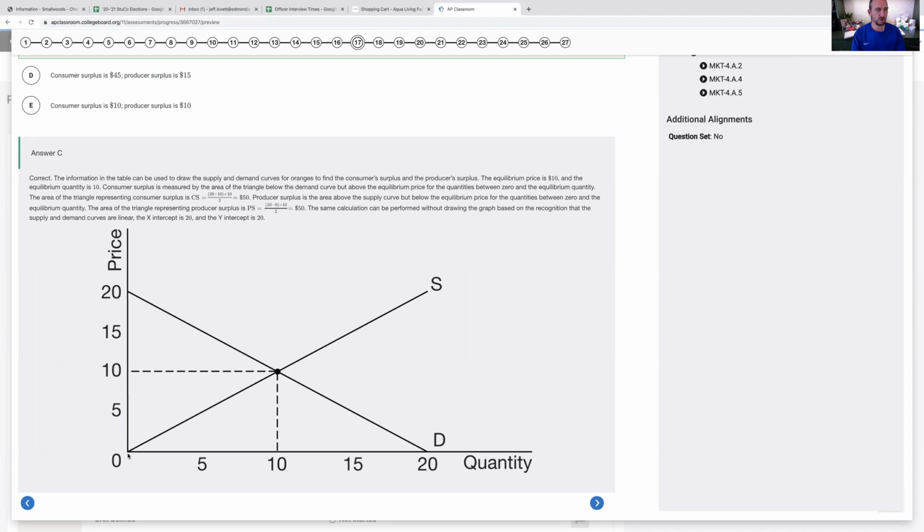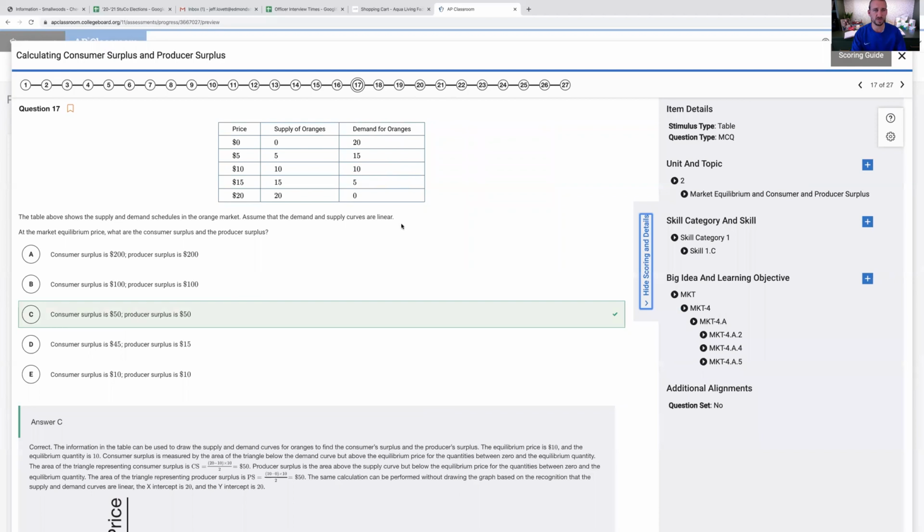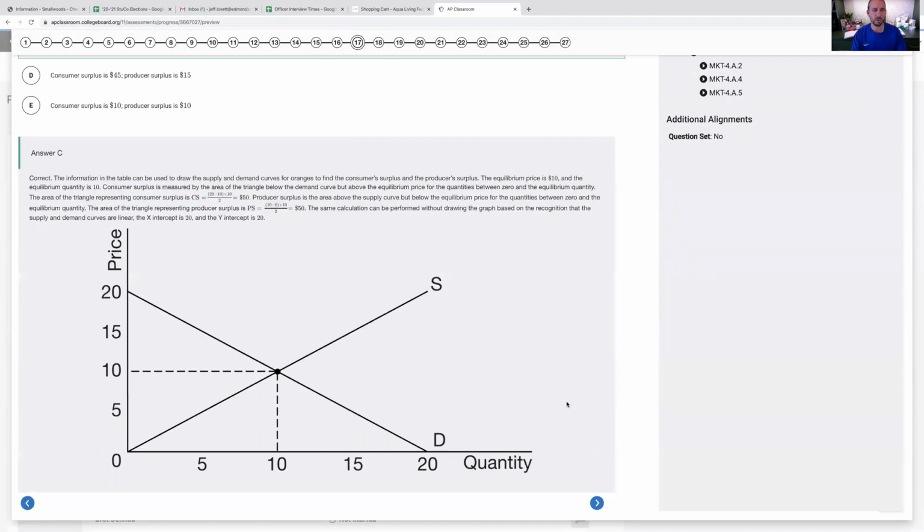At a price of 0, the quantity demanded is 20, quantity supplied is 0. And at a price of 20, the quantity supplied is 20, quantity demanded is 0. So we just take those numbers from the data box up here and apply it to the graph down here that we draw. So once you have this, it should be super easy.